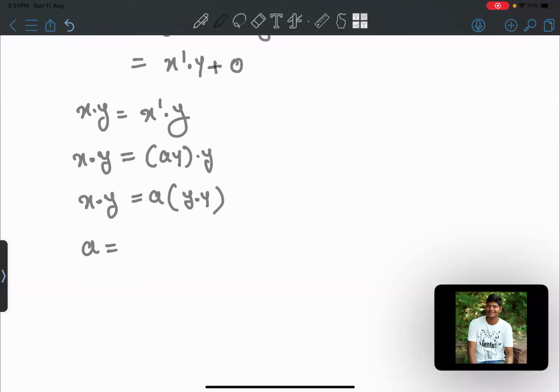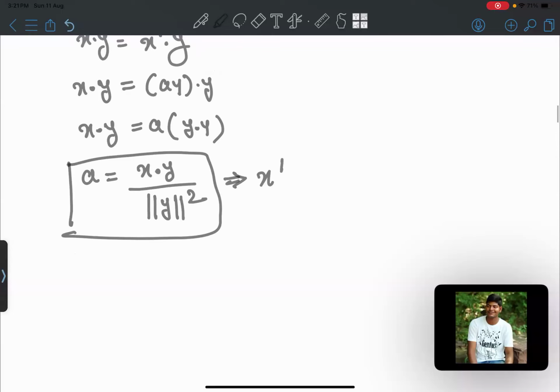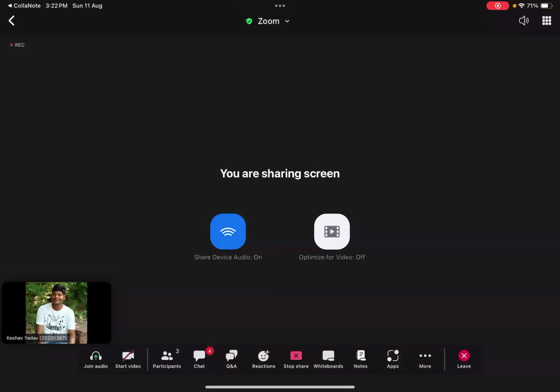Now from here we will get a will be equal to x dot y divided by, this will give me what? This will give me the norm or magnitude square of vector y. So we have found out the value of a. This value of a will lead to x parallel, that will be equal to a, where a will be replaced by x dot y divided by norm of y square. Scalar multiplied by y. Okay.